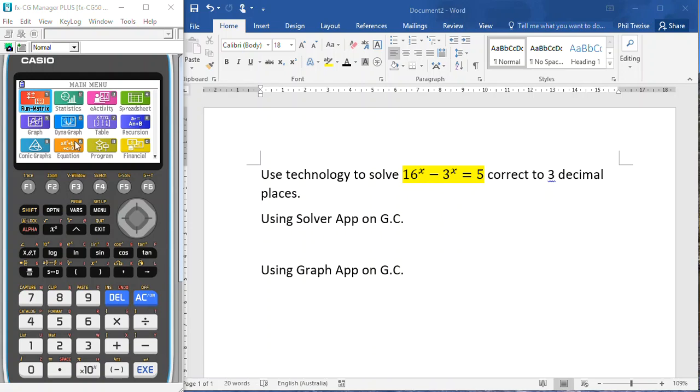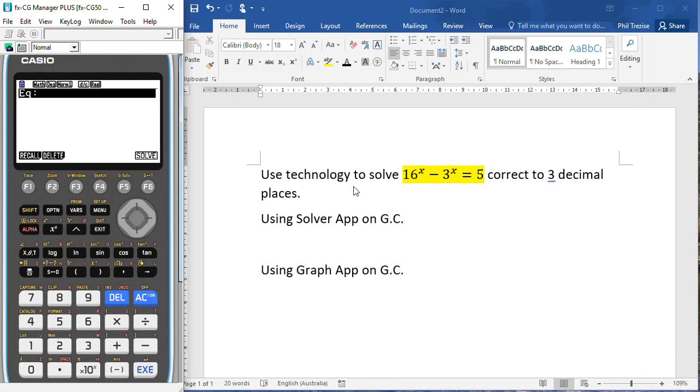Solver is down here inside the equation option, so I'm up to equations here, and I type the entire equation as is, 16 to the power of x minus 3 to the power of x. Now I need an equal sign. The equal sign is down here on shift decimal point, and the whole thing is equal to 5. So I just press execute there.